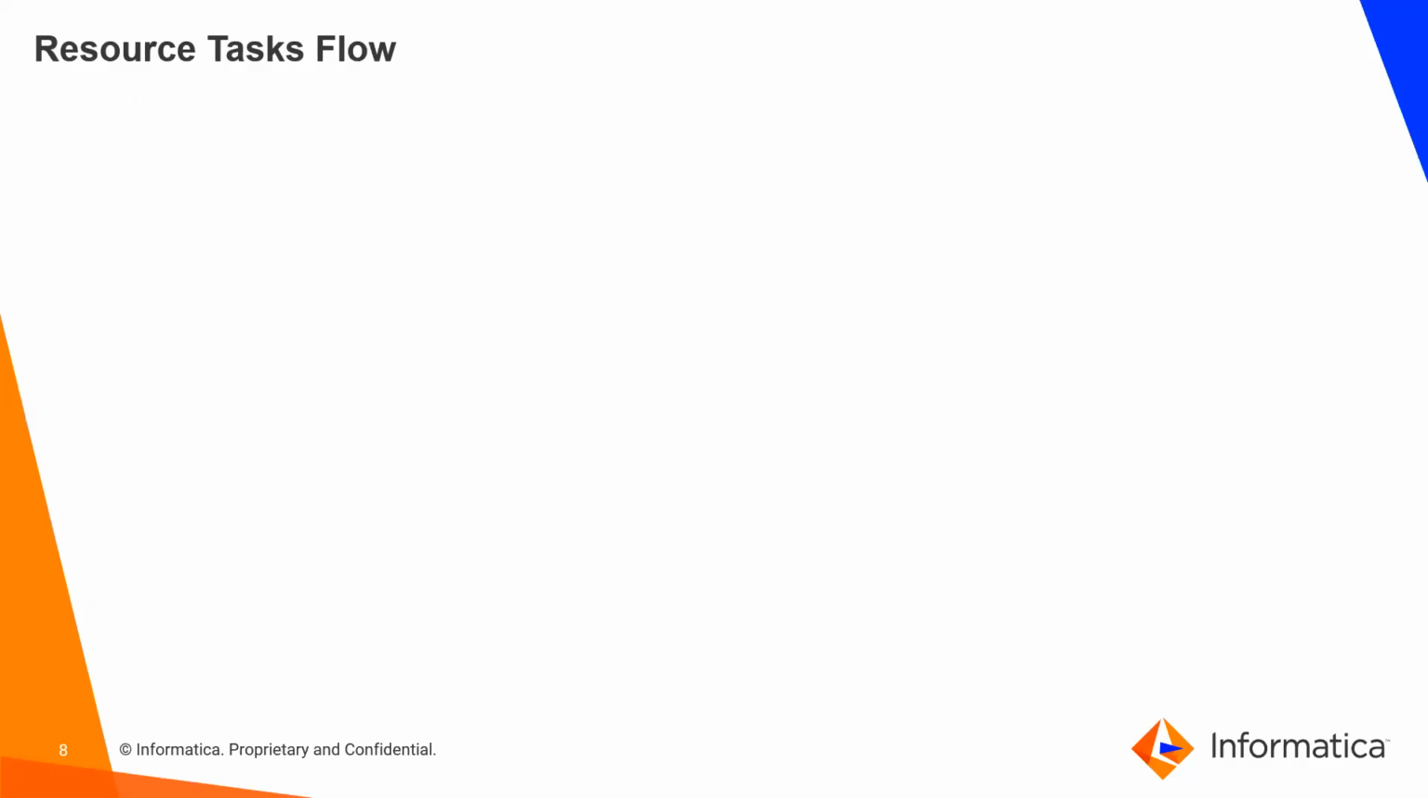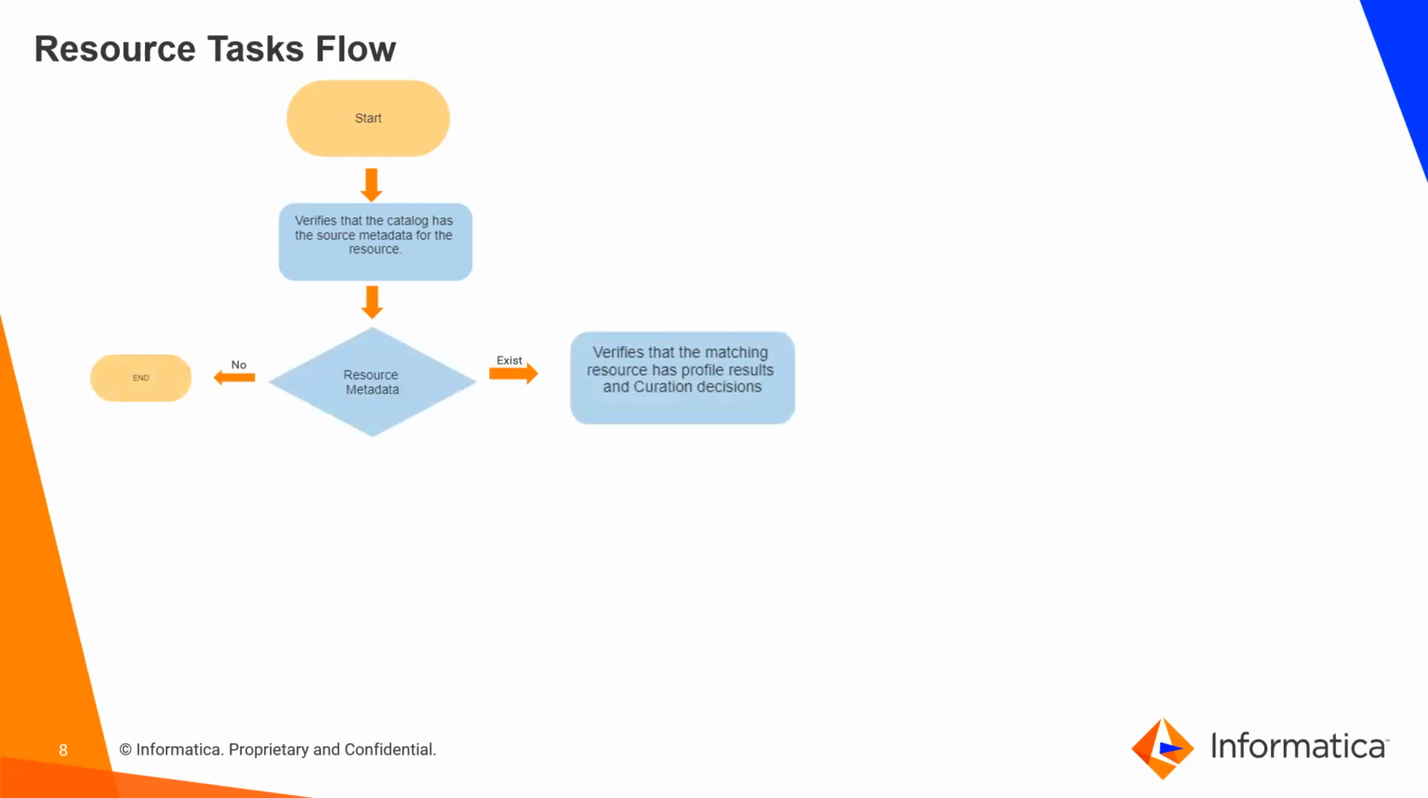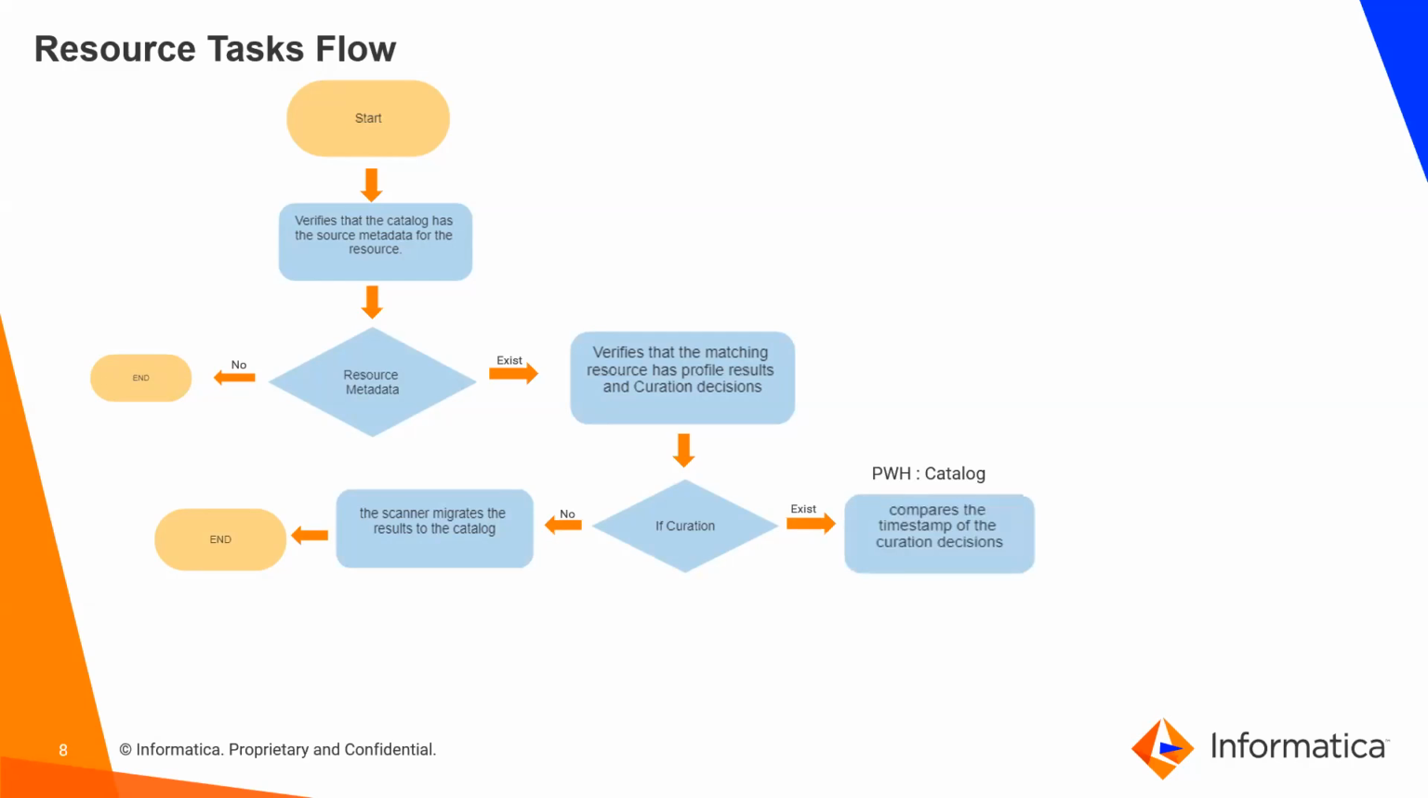Here, I'll tell you how it works, how the resource task flow is. This is how it starts. When the profile warehouse is configured and you say scan it, it verifies the catalog to see whether the source metadata for the resource exists or not. That's the prerequisite I mentioned: the source metadata, only the extraction of metadata, has to exist in Enterprise Data Catalog. If the source metadata is not there, it is not going to do anything. If it exists, it matches the profile results and the curation decision. If it is already profiled and curated, that is one more check it verifies. If curation is not done, the scanner migrates all the results to the catalog and associates them to the particular schemas or tables given during the scan.